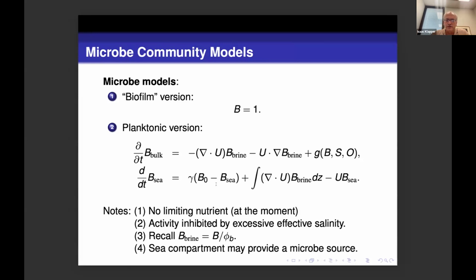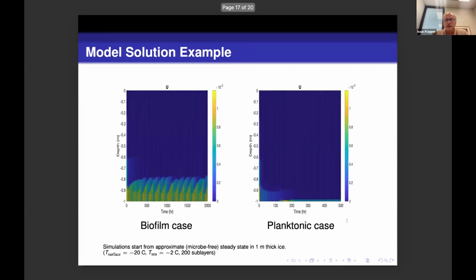And here we have a sea compartment. Not worrying about limiting nutrient at the moment. It's not really central to this, probably. There's some other things going on. We have activity. We need to inhibit the activity somehow. So if the salinity gets too high, then we'll do that, et cetera, et cetera.